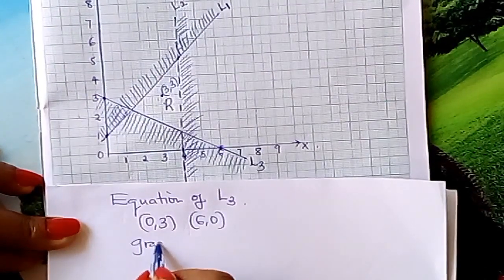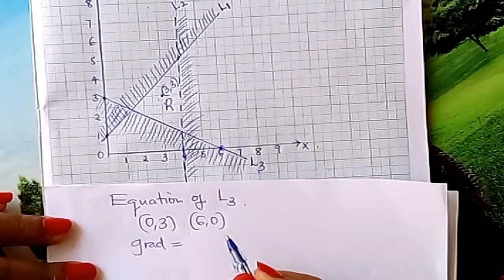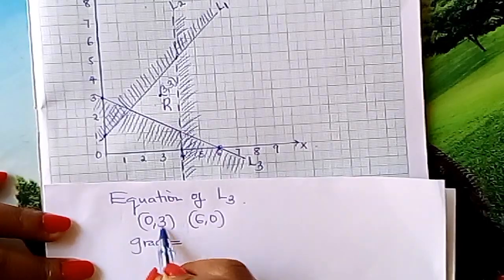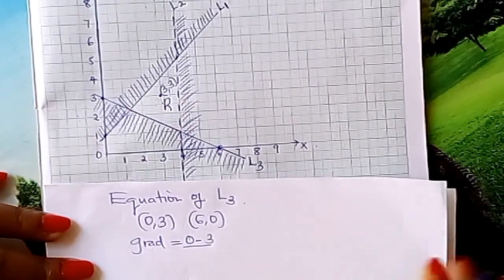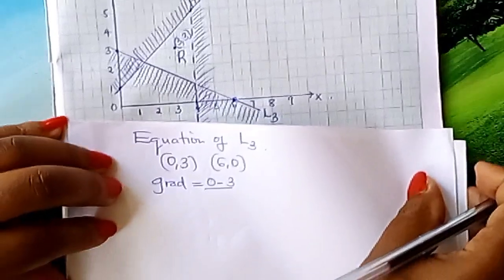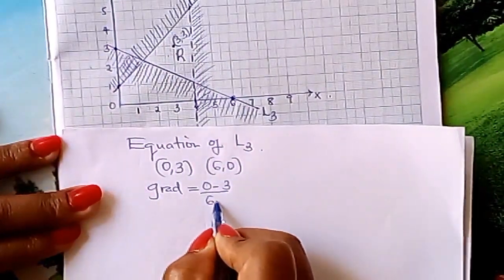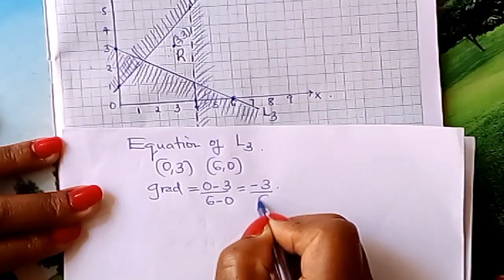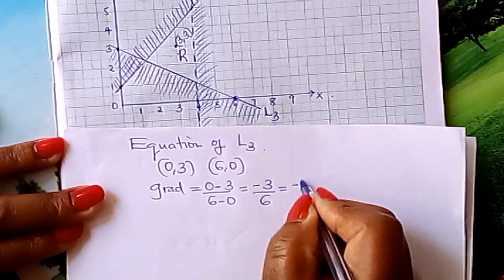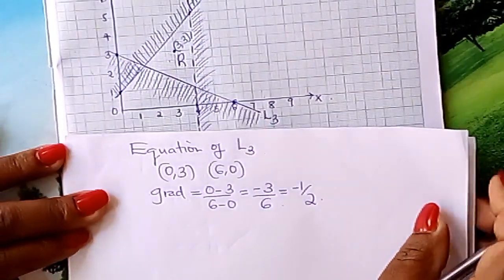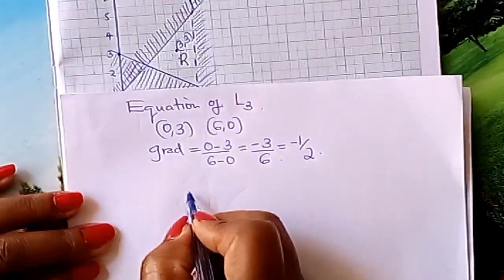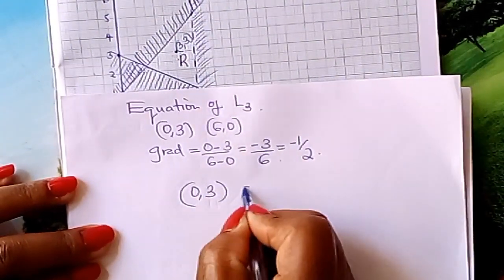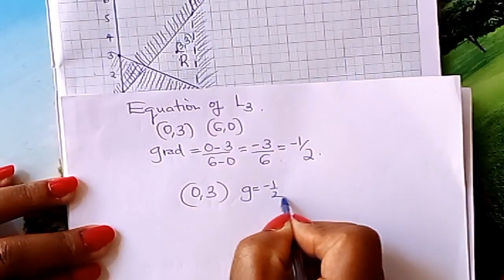Again, I find the gradient given these two points. So I talk of 0 minus 3 divided by 6 minus 0. So 0 minus 3, Lana, gives you minus 3, divided by 6. And therefore, this gives us negative a half. The gradient is negative a half. So from there, Lana, you pick either this point or this point. Let us pick 0, 3.